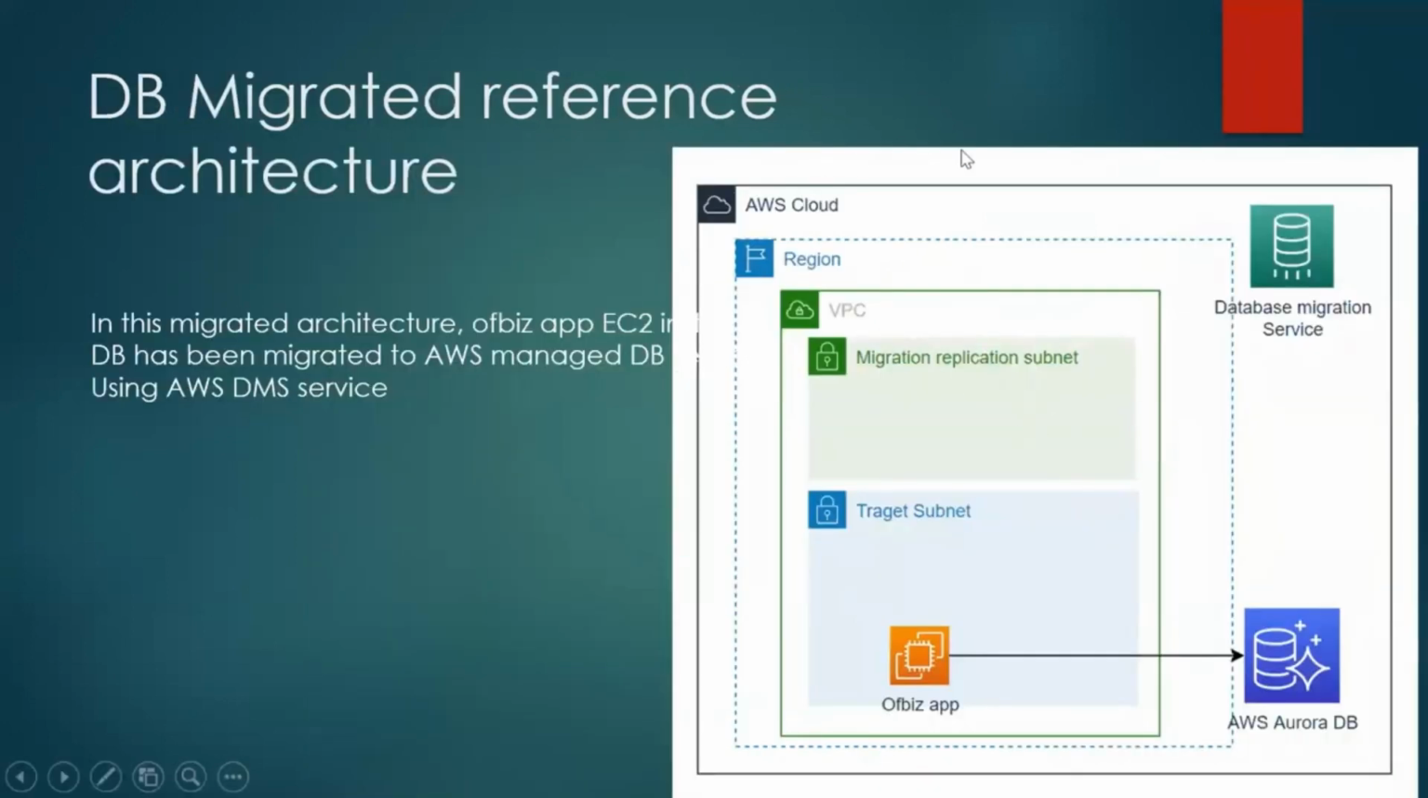After the database is migrated, we will shut down the database that is running on the EC2 instance, and the app will be connected to Aurora DB. So that's the reference and target architecture in database migration. I hope you understand the concept of how we discovered the architecture, gathered the information, analyzed the information, migrated the workloads, and then modernized the infrastructure. So here we are again migrating the database from the EC2 instance to AWS managed services.